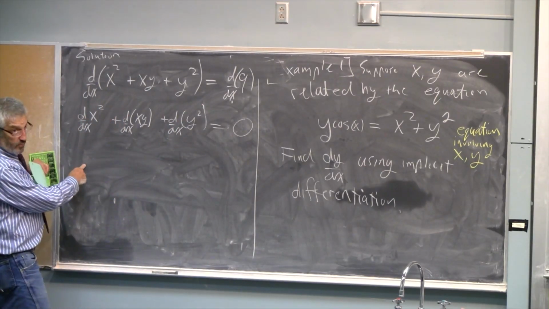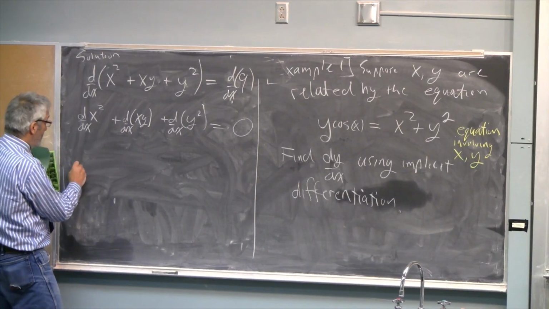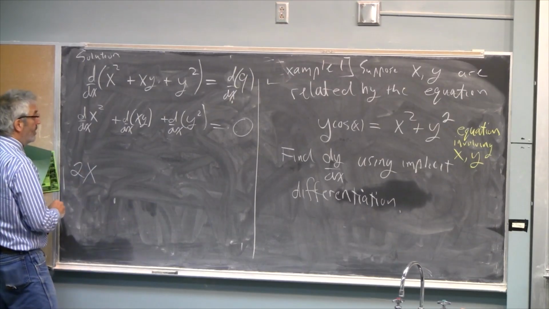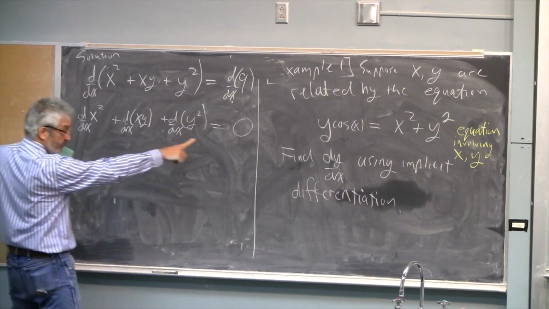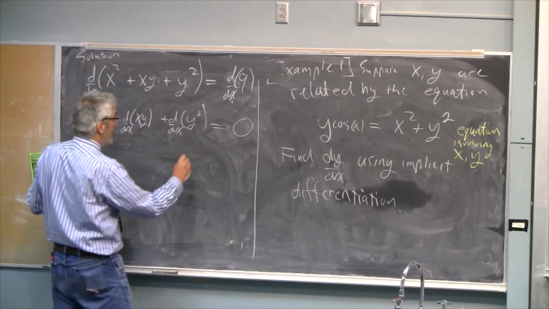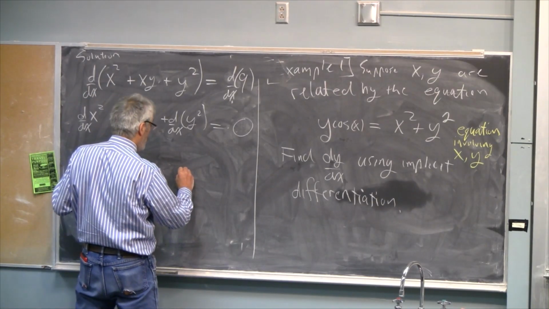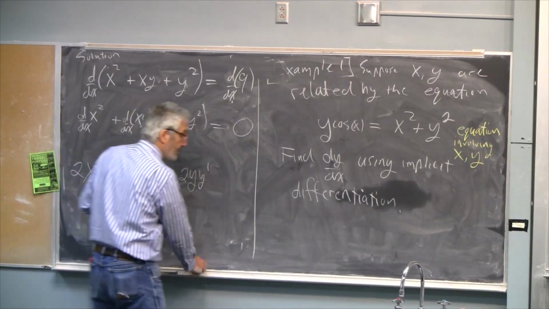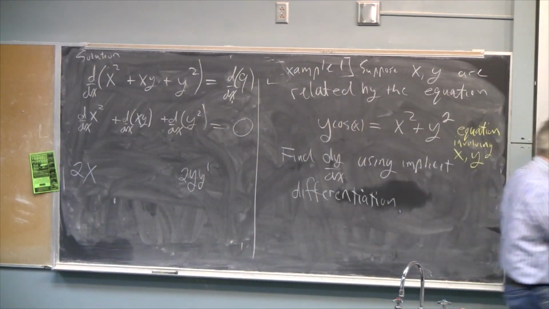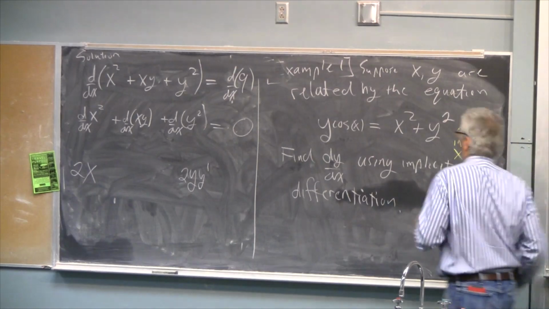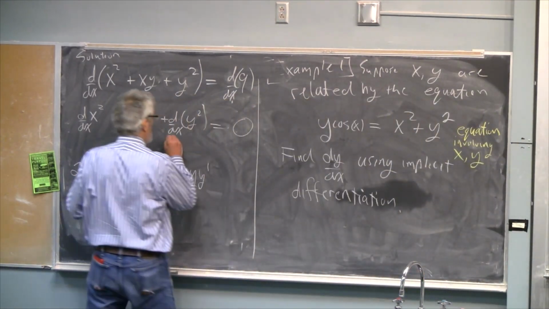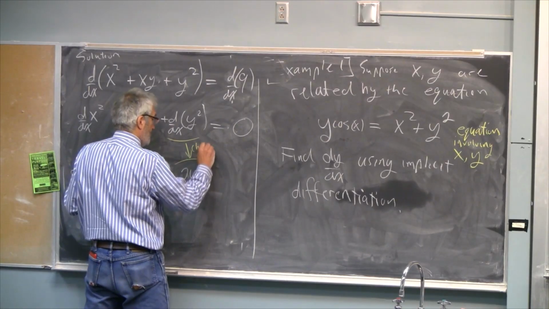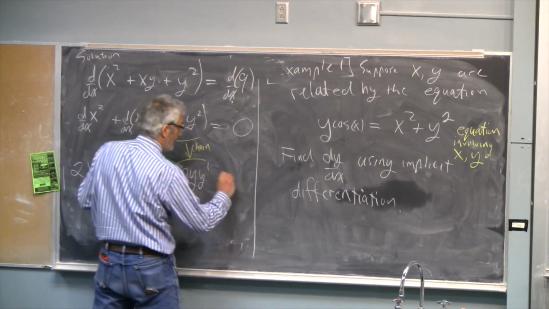So d dx of x squared, that's just the power rule, 2x. And d dx of y squared, we did that over there. By the chain rule, we get 2y y prime. So I'm going to remind you of that. This is the chain rule. And that's equal to 0.